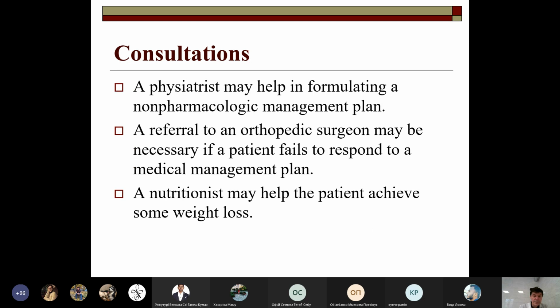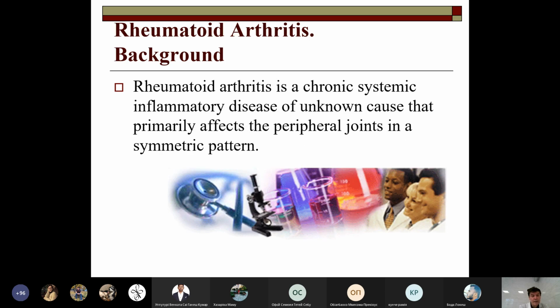At consultations, psychiatrists may help you out with formulating a non-pharmacological management plan, and referral to an orthopedic surgeon may be necessary if a patient fails to respond to the medical management plan, and the nutritionist may help patients achieve some weight loss to prevent weight gain, especially patients having morbid obesity in type 2 diabetes mellitus as well.